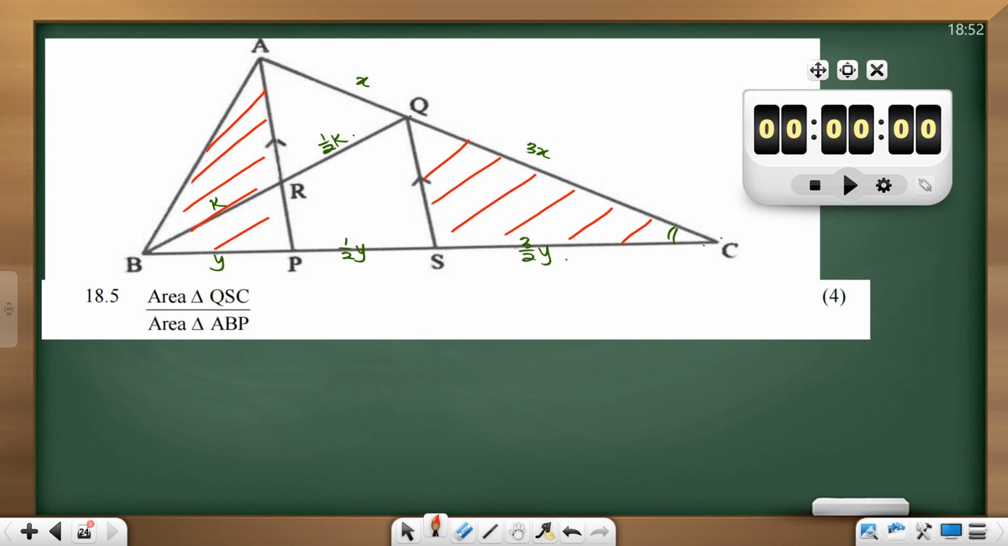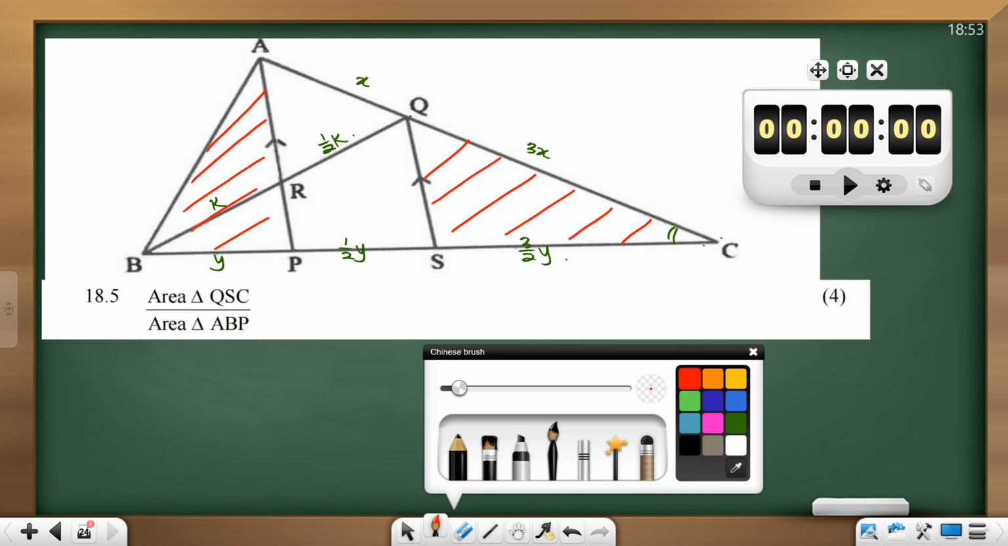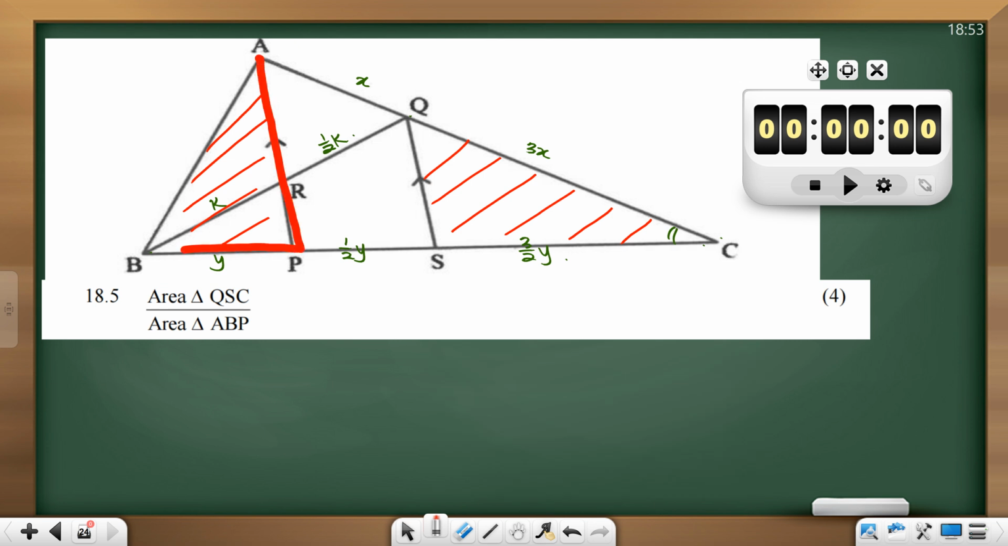All right, I'm trying to think. ABP, you can say the whole of ABC minus APC. Wait, just wait 1 second. We don't even have this side, right? So you're saying ABC minus APC would give us that. Does that make sense?